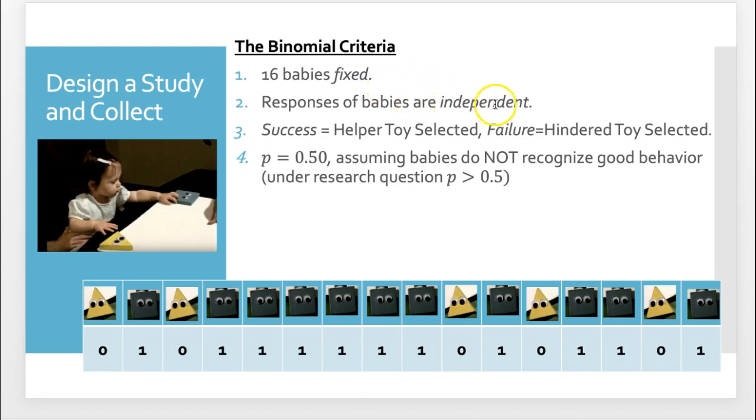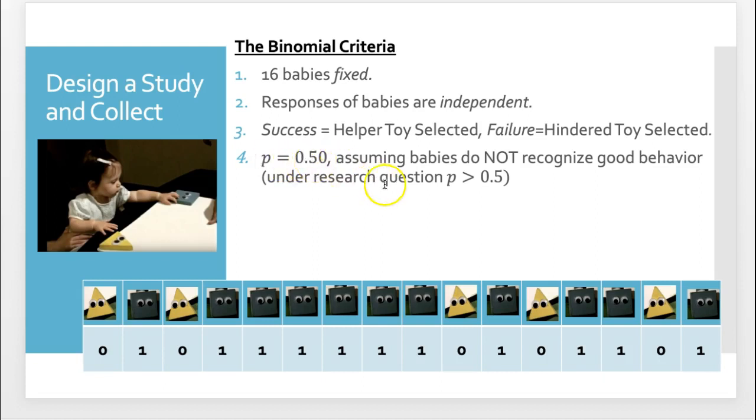Here the responses of the babies are independent. Each baby goes under this simulation by themselves, so the outcomes are independent. It's not like a group of babies; it's just one baby at a time. As far as outcomes for each trial, our success is a helper toy is selected, and our failure is a hinderer toy is selected. Here, as far as our probability of selecting, we're just going to assume that it's 50%.